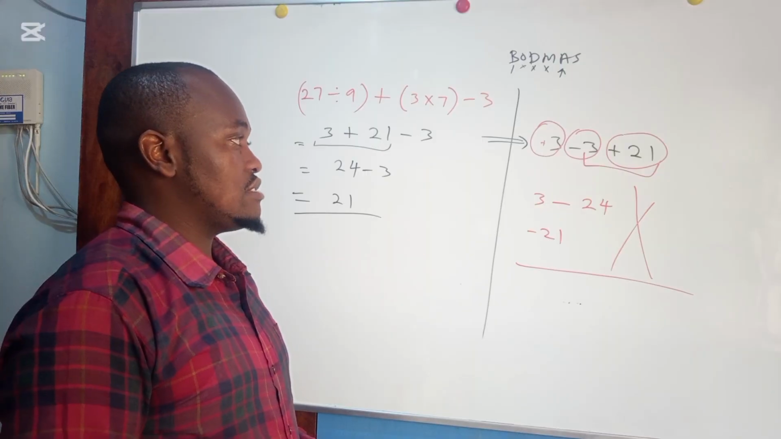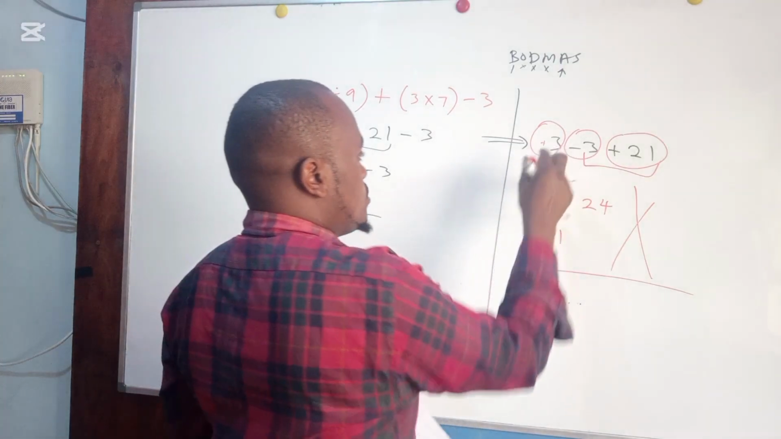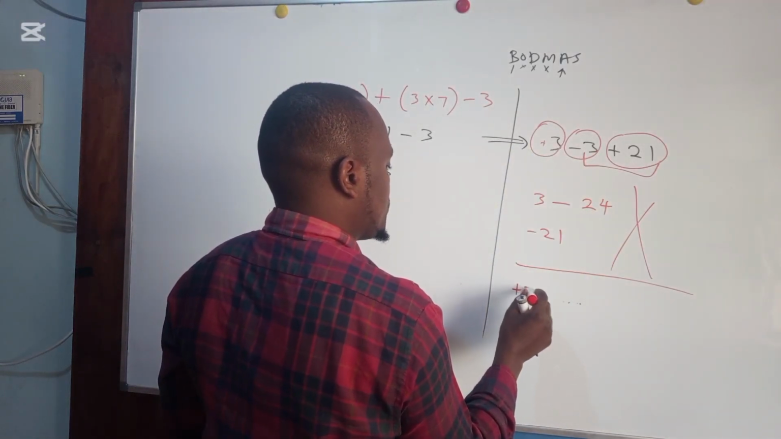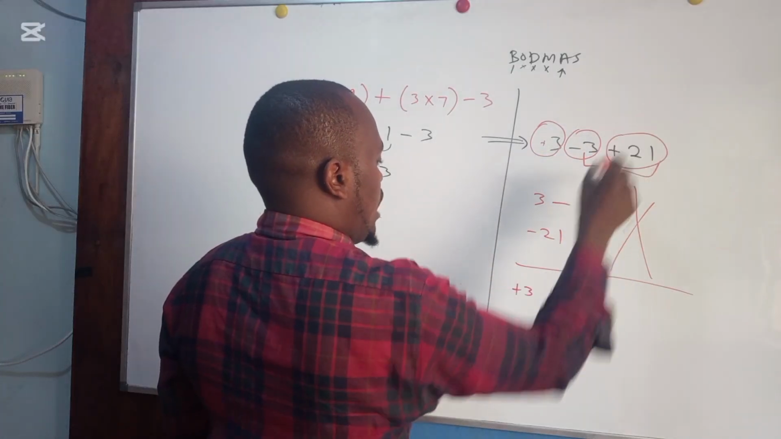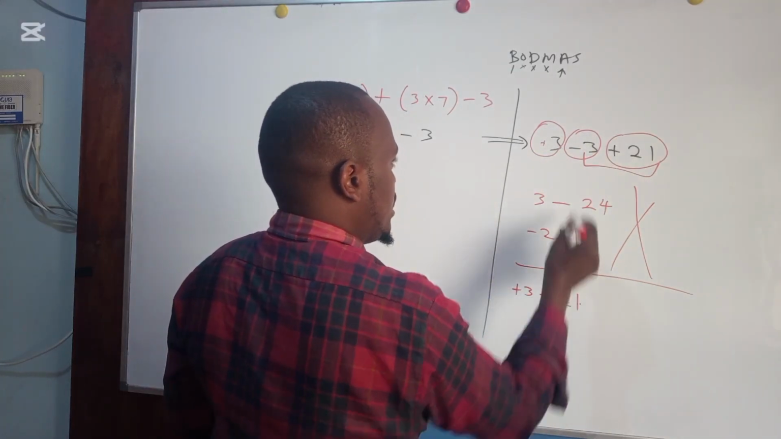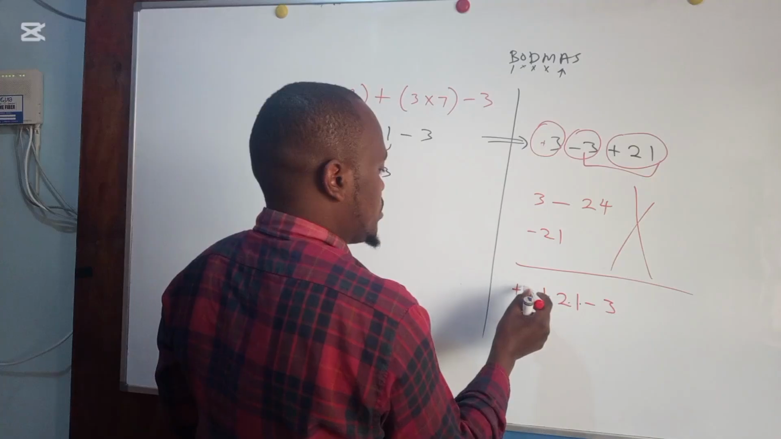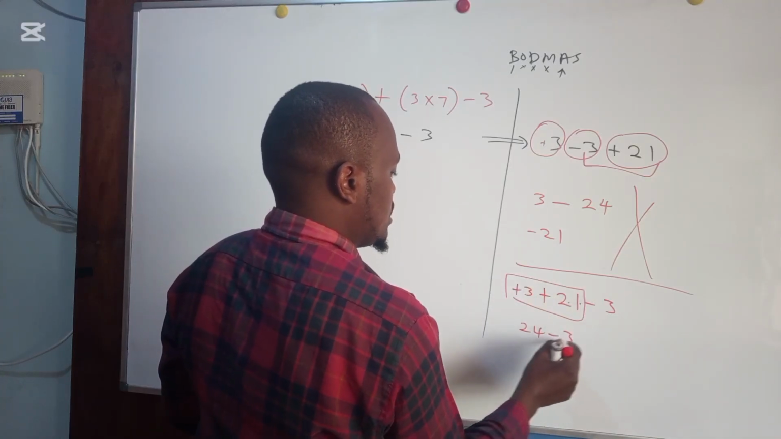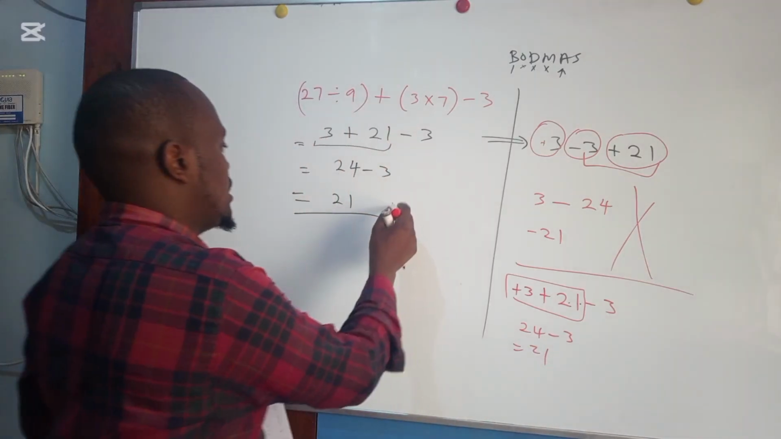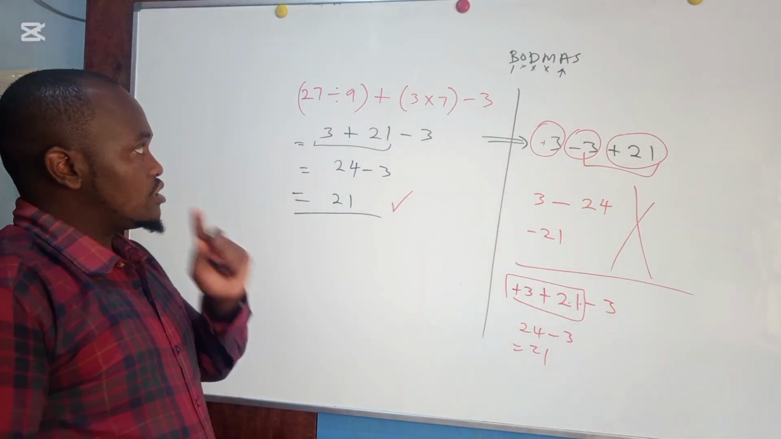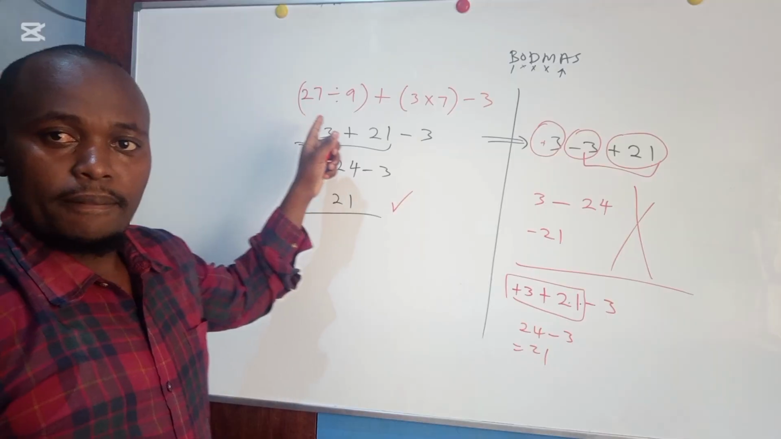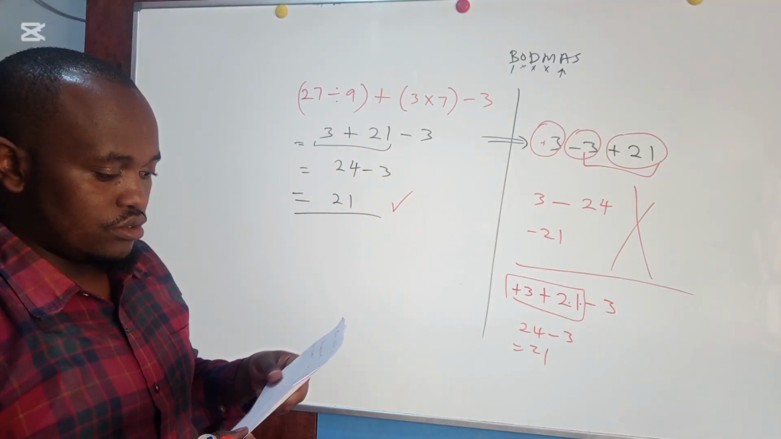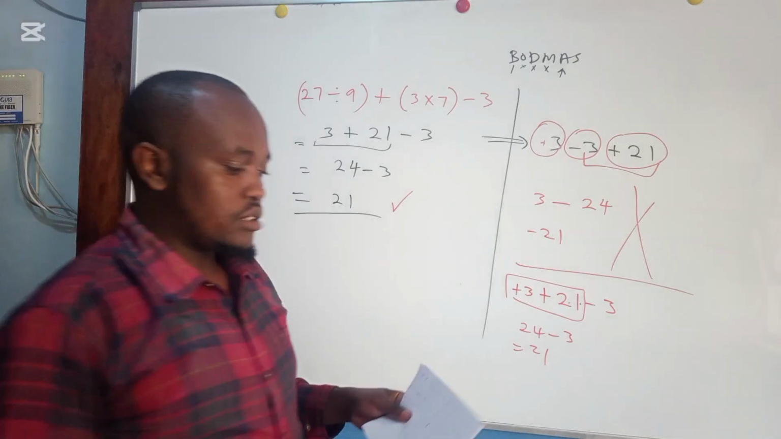So you rearrange, you begin with the positives. You add 21, so that when you solve this part, you get 24 minus 3 is 21. So your answer remains. Don't be confused. Do not rearrange the rest. We are going to do another question, and I show you where you're not supposed to. The next question. Let us do the next question.